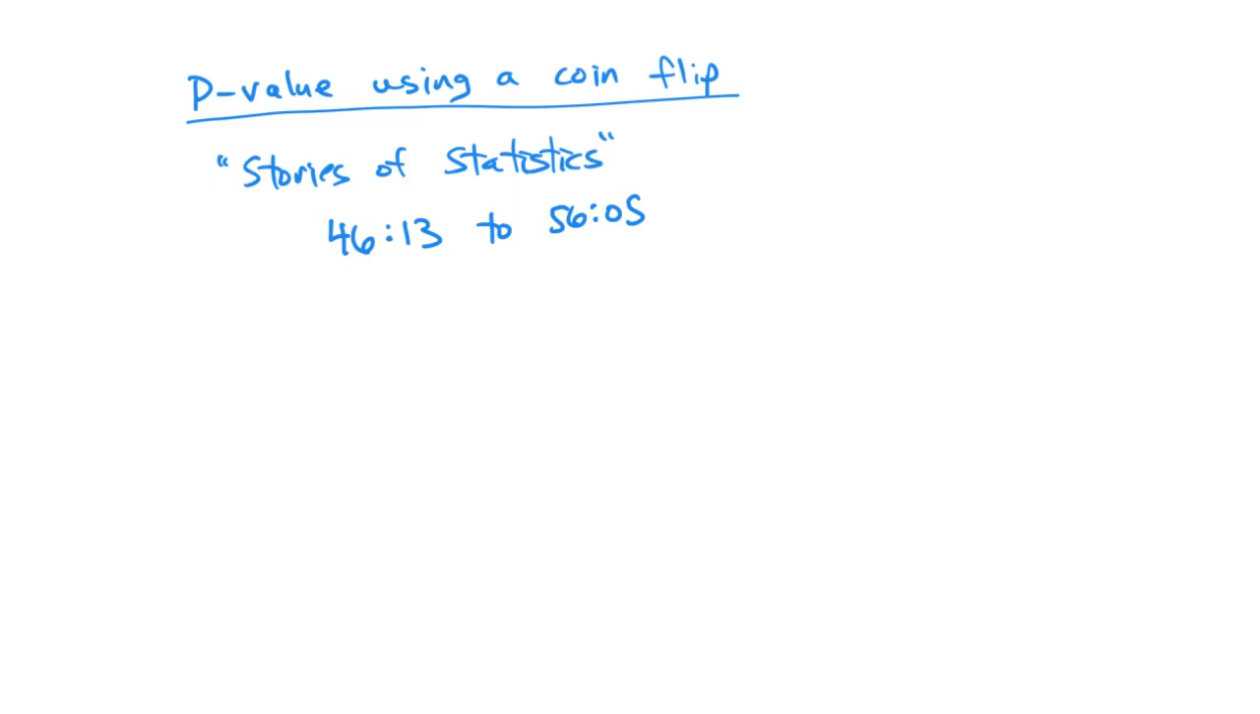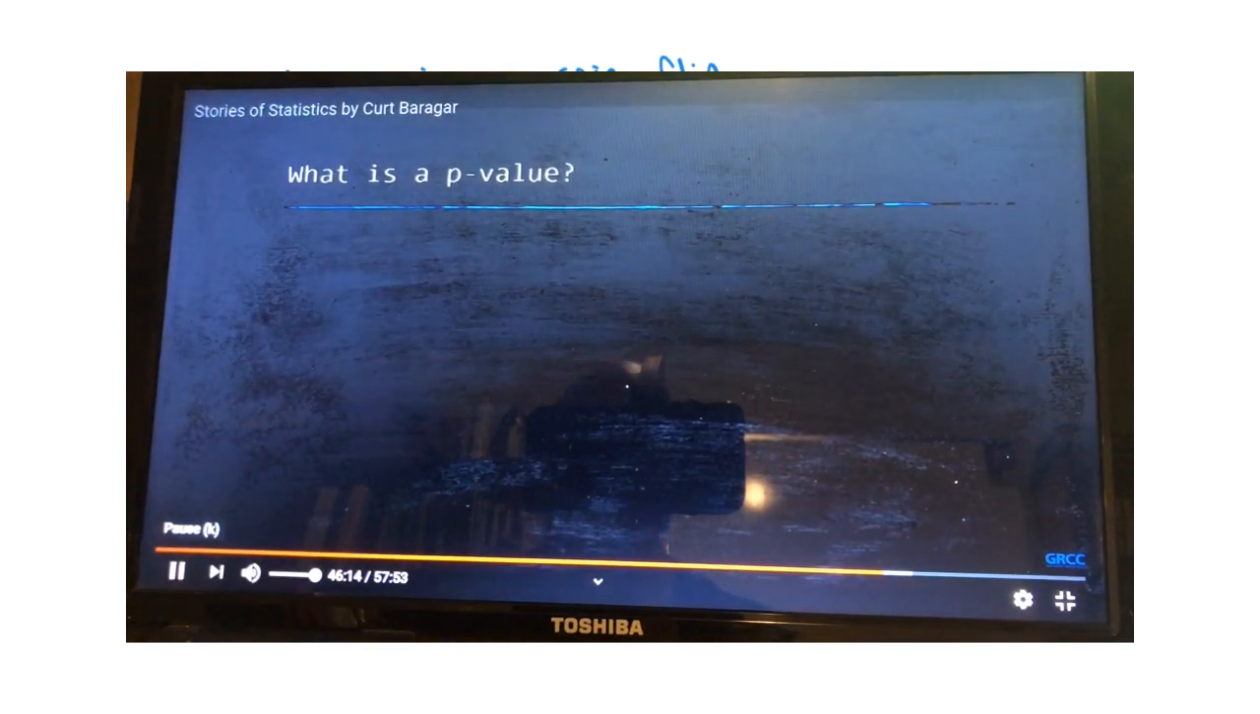And if you want to see the rest of it, if you go to the grcc.edu homepage and go to the math department, you can go to the math seminars link, and there's a bunch of math seminars there. But this is the part that I wanted to show, when we talk about the p-value using a coin flip. Which leads us to, what is a p-value?